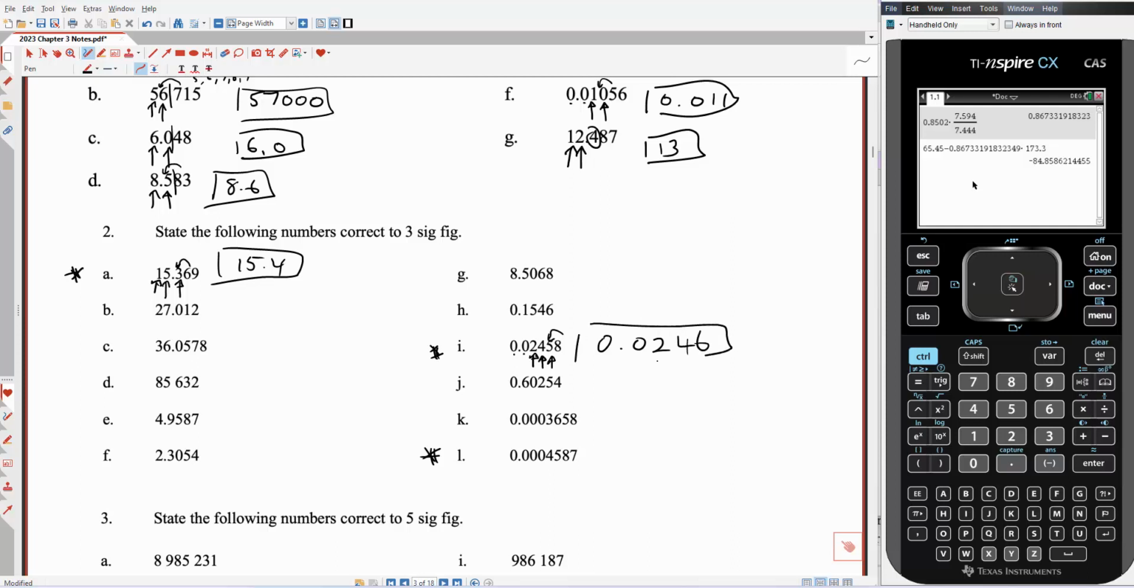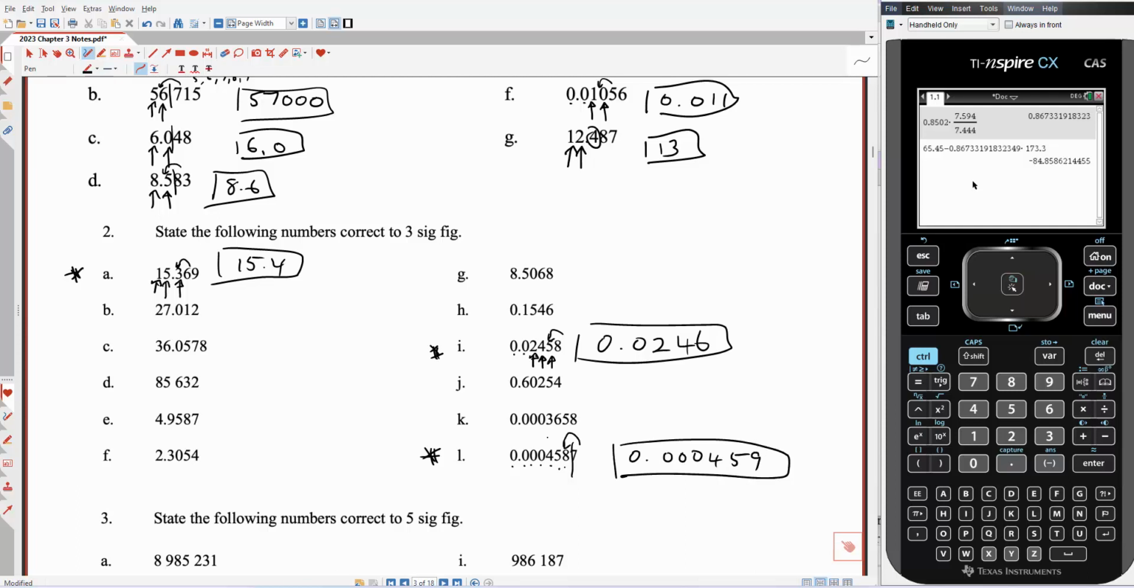0.0246 to 3 significant figures. All right, this last one I'll try out now. Doesn't count, doesn't count, doesn't count, doesn't count. First significant, second significant, third significant. 7 suggests it goes up by 1, 0.000459 to 3 significant figures.